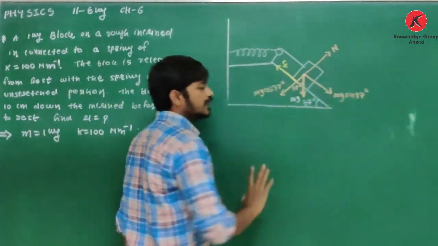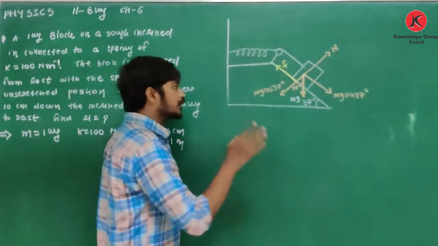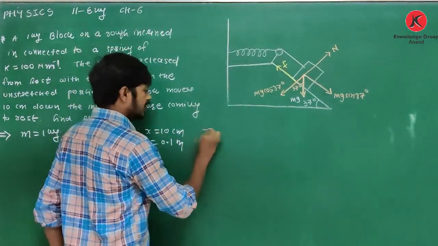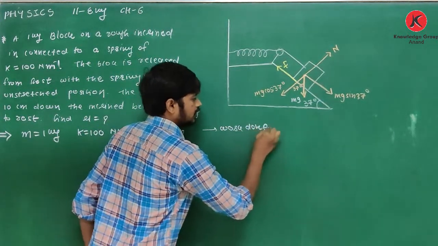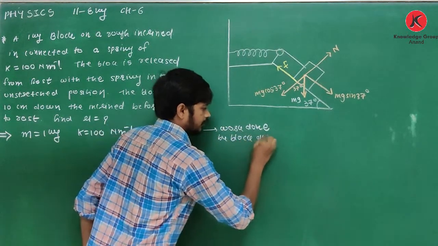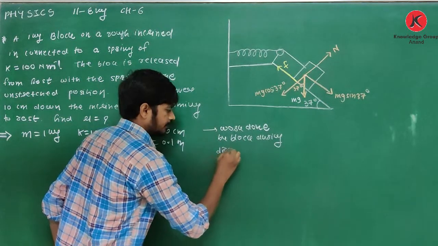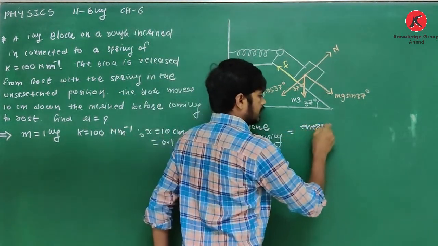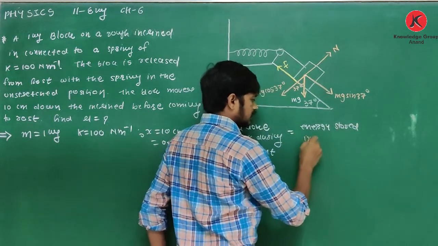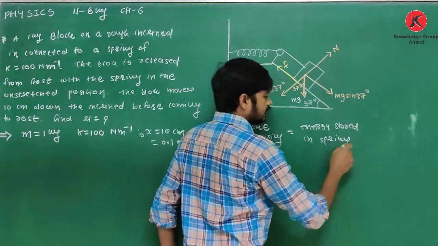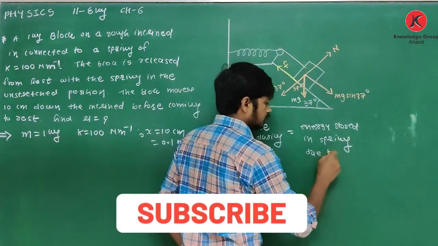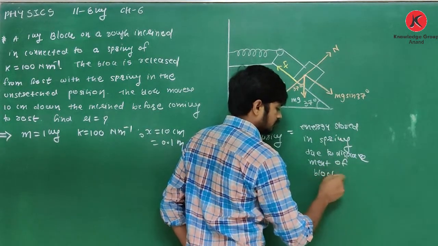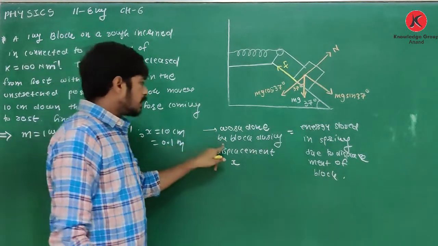As this block is moving in downward direction, performing some displacement, means some work is done. Due to that, this spring is stretched. So yes, we can say, work done by block during displacement x is equal to energy stored in spring, due to displacement of block. Clear about this? So yes, work done by block during displacement.